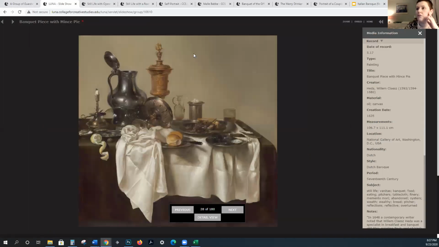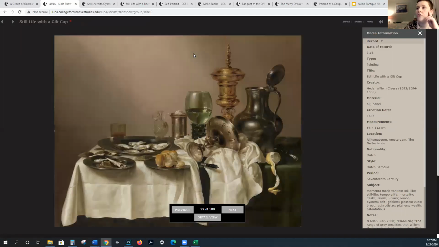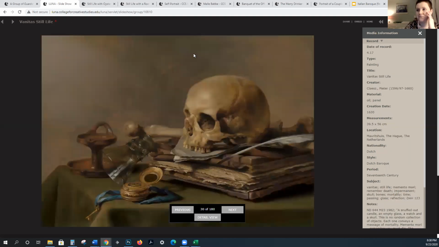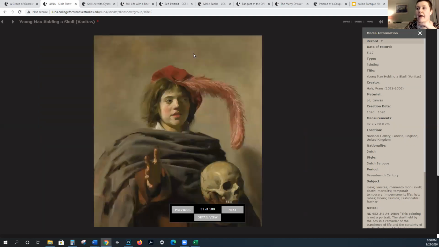So again, you can see how this is just a recurring theme. There are many of these still lifes, and they're all gorgeous. So again, we're seeing the common themes. This one's even more explicit. This is most definitely a memento mori, as you can see by the inclusion of the skull and the bones and the tipped over glass.